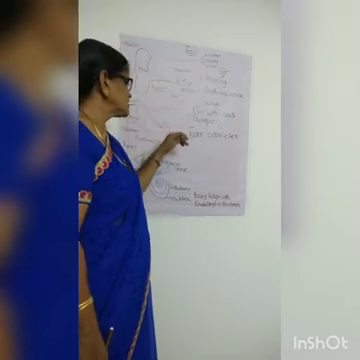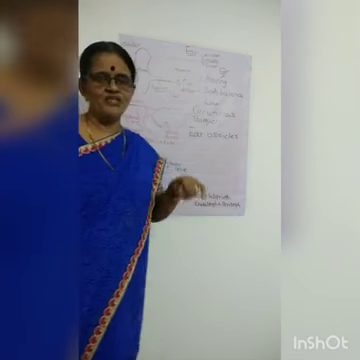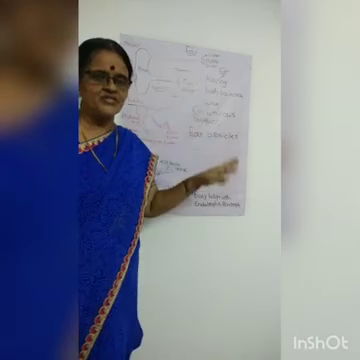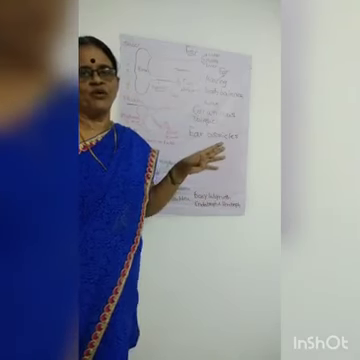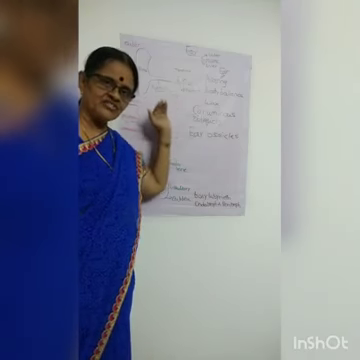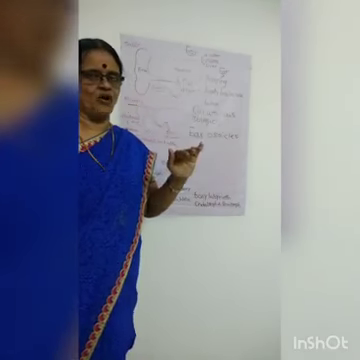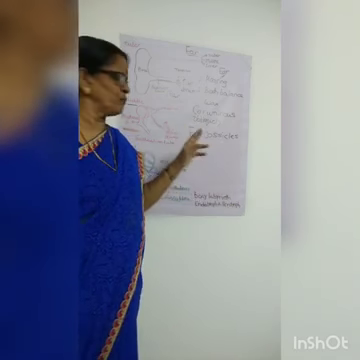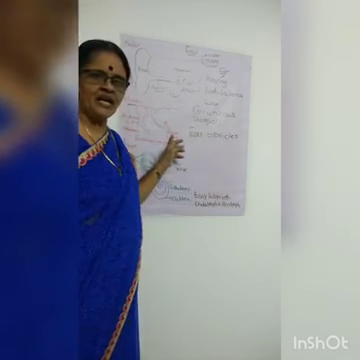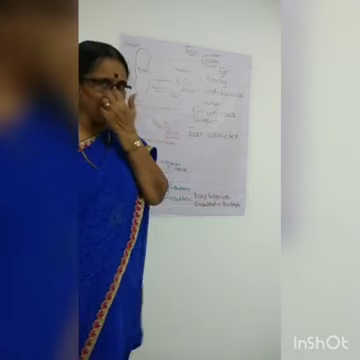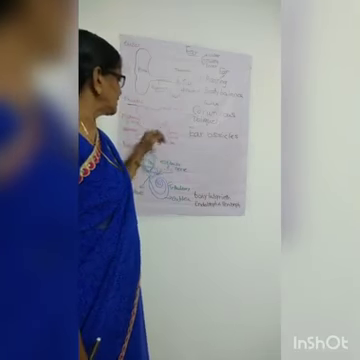Out of these three bones, the stapes is the smallest bone. It is also the smallest bone in the human body. Which bone? Stapes, S-T-A-P-E-S. So these are the three.